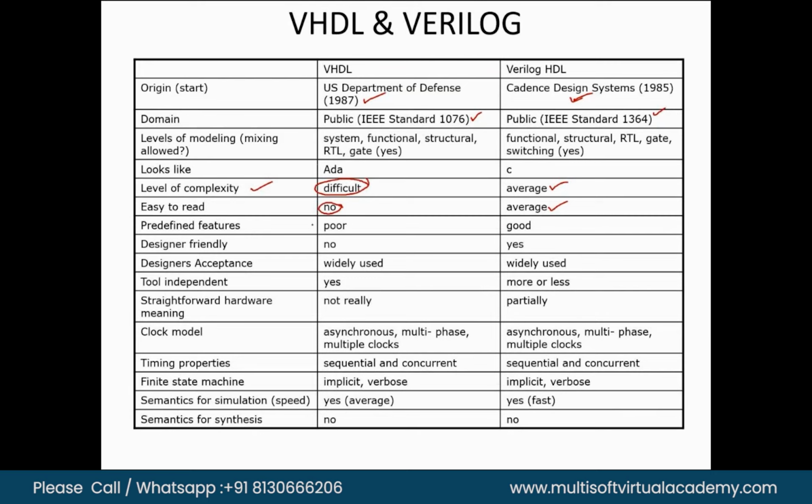Predefined features are very poor in VHDL, but in Verilog they are good. The tools are more or less the same. For clock models, both work for asynchronous, multi-phase, and multi-clocks. Both are common for sequential as well as concurrent statements, and again, a finite state machine can also be written. There is no semantic difference for this. It is just a simple comparison between Verilog and VHDL.